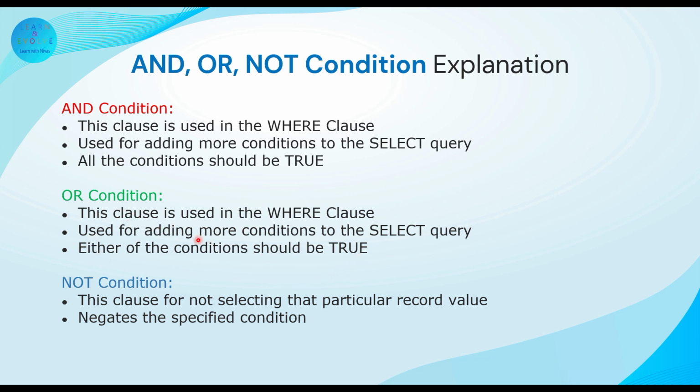In most of the cases it is only two statements, two conditions, of which either should be true. And the NOT condition is for not having that condition be true, meaning it will avoid that particular value alone from the record output, and it will return all other output. Let's see the examples in detail now.